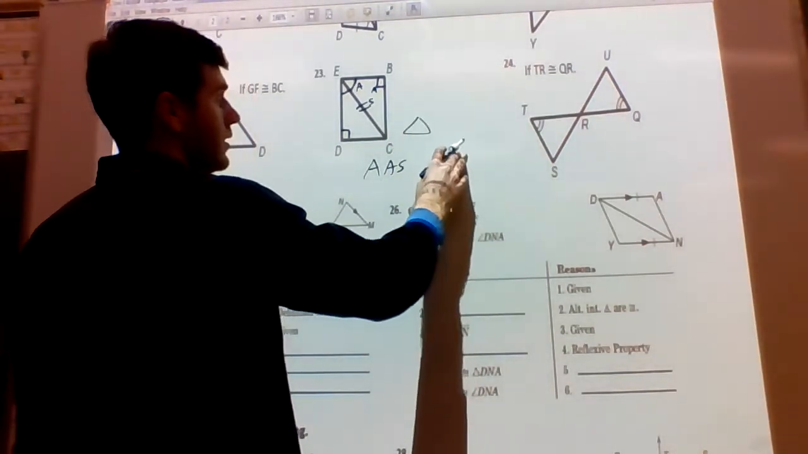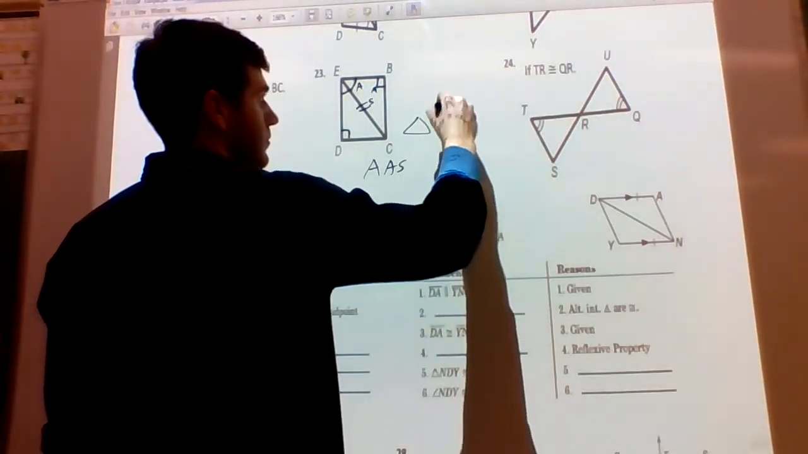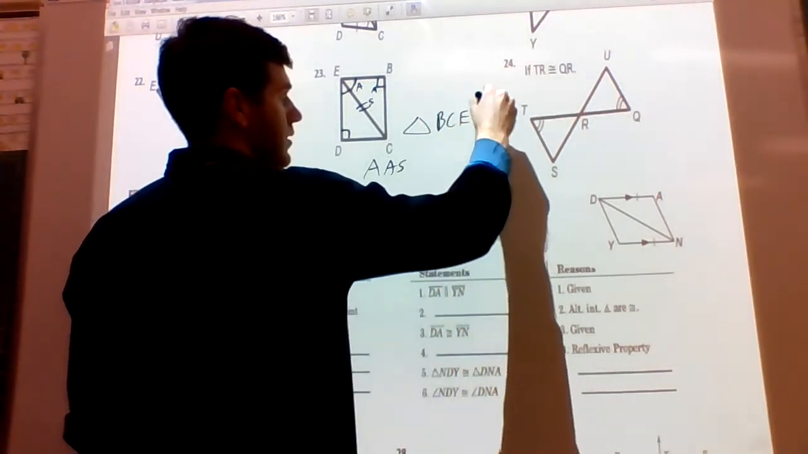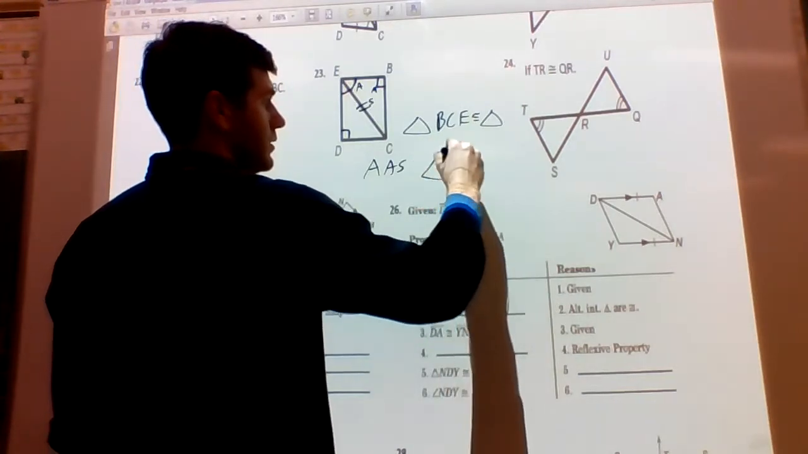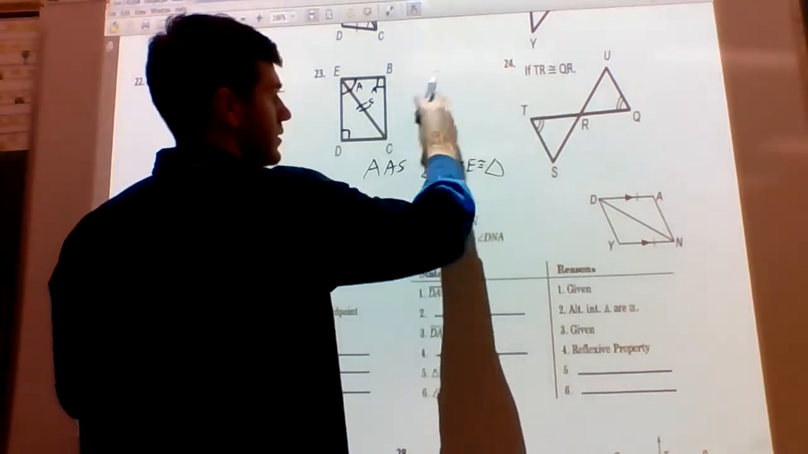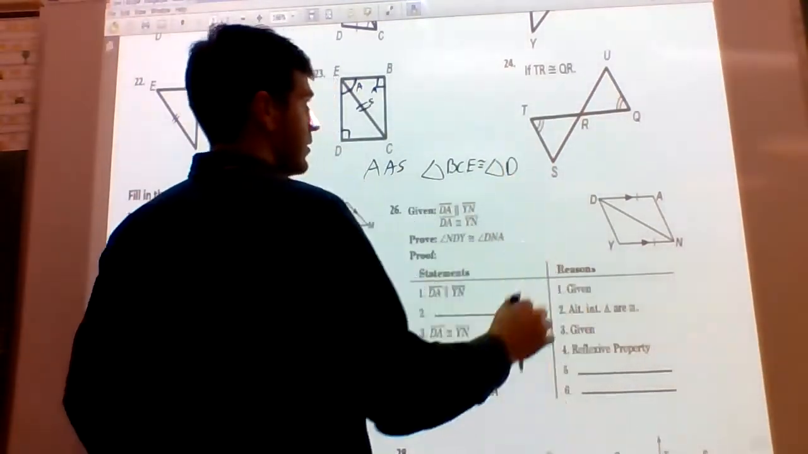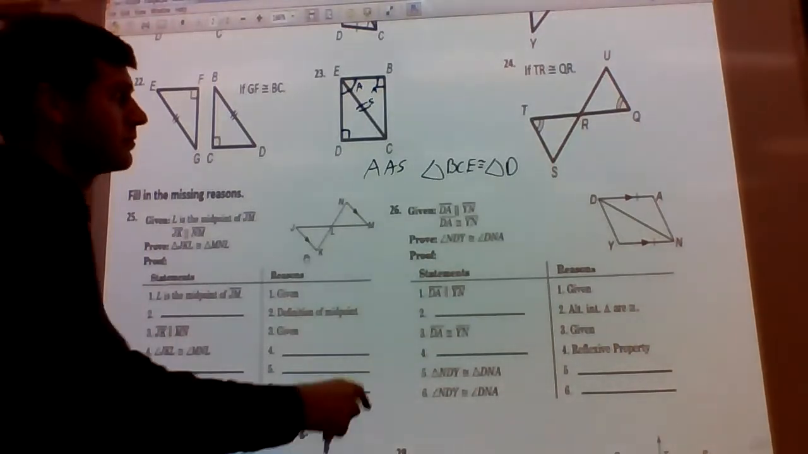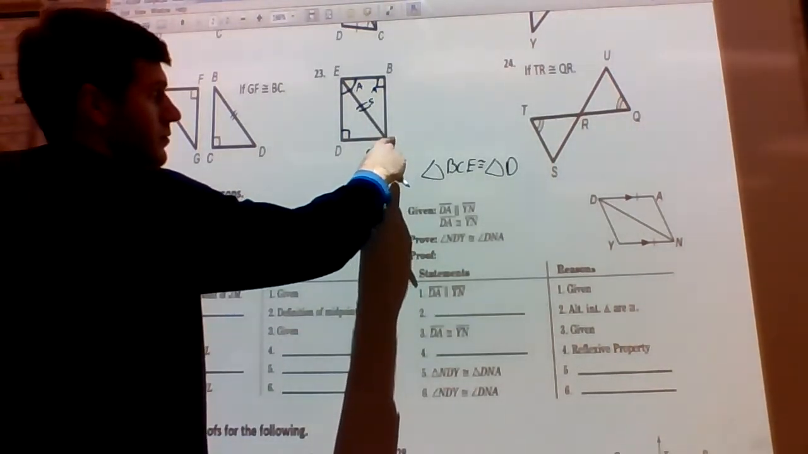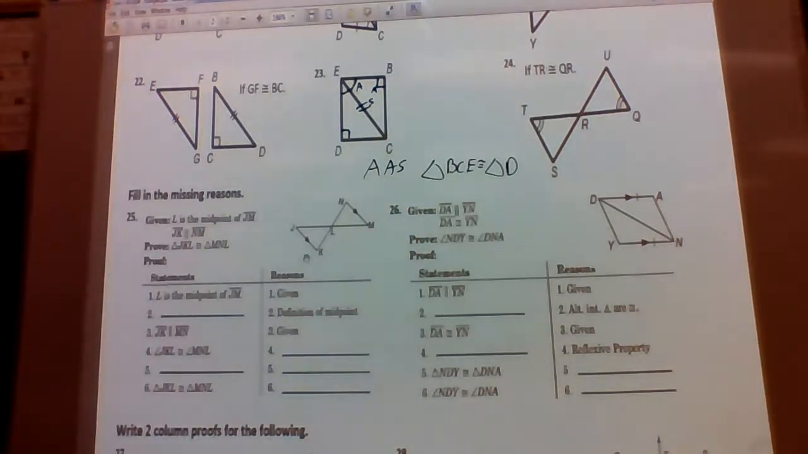So triangle, we'll call it BCE. Let me write it down here. Triangle BCE is congruent to triangle. So B is the right angle, so it's going to correspond with D. Okay, so we're going from B to C.